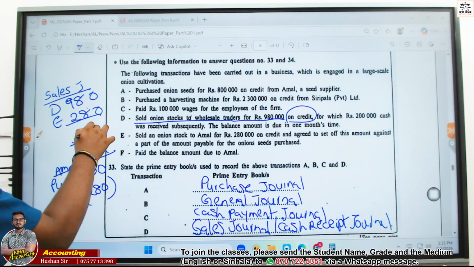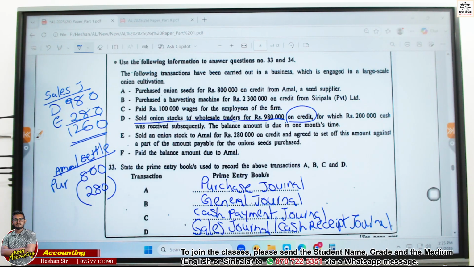So you can see the total 1260 is the sales journal total. Send me a thumbs up.